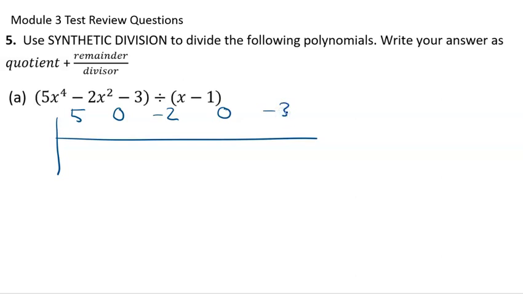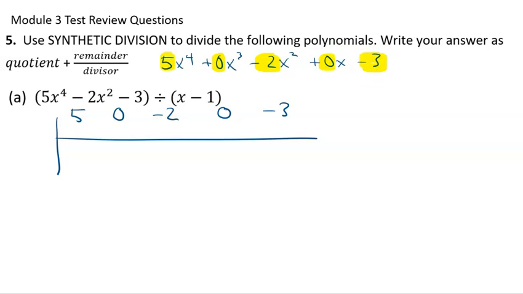but I do have a constant term, and I mean a minus 3. If it helps you to write this with everything represented, 5x to the fourth plus 0x to the third minus 2x squared plus 0x minus 3. Notice everybody's represented. 4, 3, 2, 1, constant. And that's exactly the coefficients that go down here. 5, 0, negative 2, 0, negative 3.